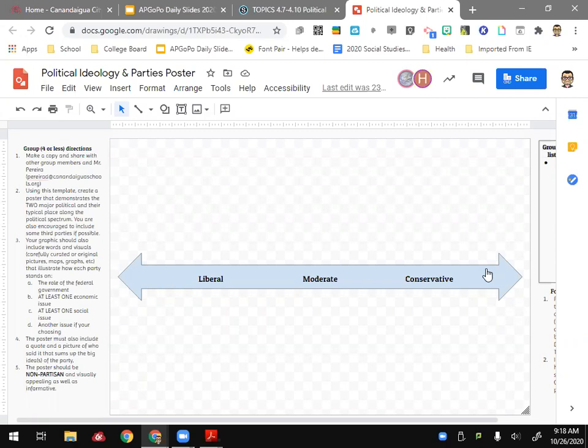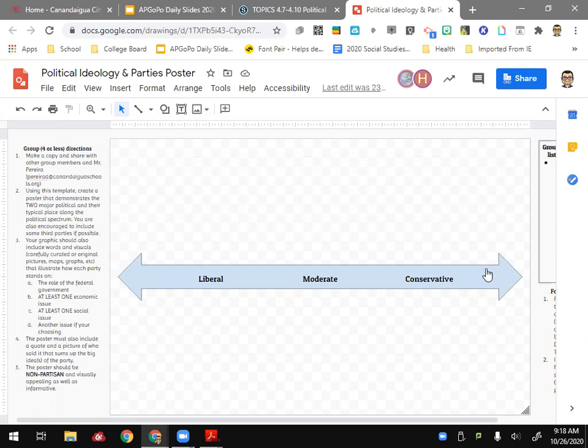Okay, and I can offer some suggestions as you're working along. Some of our presidents really summed up the conservatism of the Republican Party, and some really summed up the Democratic Party. There are some other folks that have done that. And so you want to think carefully about that. The poster should be nonpartisan. Now, what does that mean?